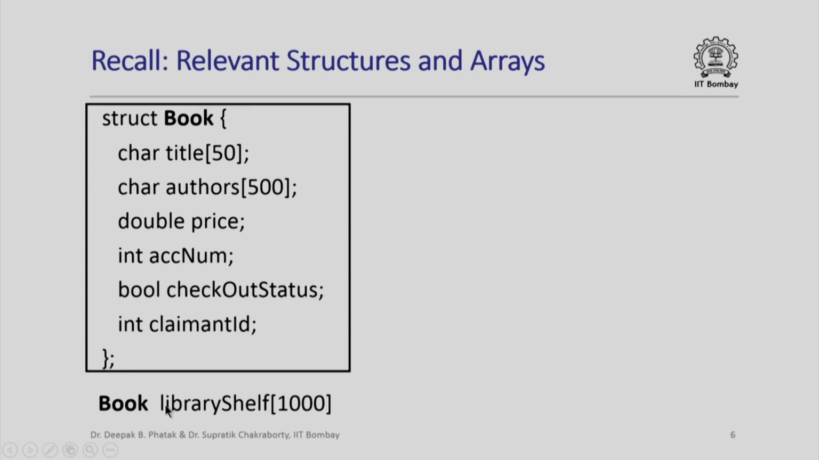And the collection of books in the library would be represented by an array called library shelf. The size of this array is 1000. We had decided that there are going to be 1000 books in the library, therefore the size of this array is 1000, and each element in this array is an object of type structure book.